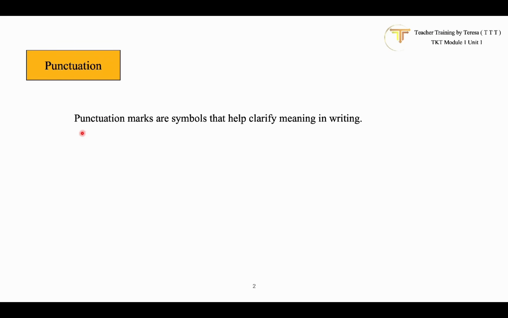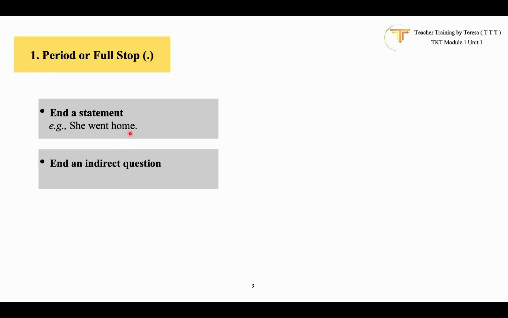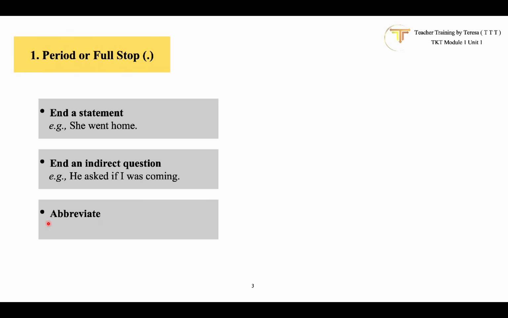Punctuation. Punctuation marks are symbols that help clarify meaning in writing. Examples include periods, commas, question marks, etc. 1. Period or full stop. End a statement. She went home. End an indirect question. He asked if I was coming. Abbreviate. Dr. Smith lives in the US.